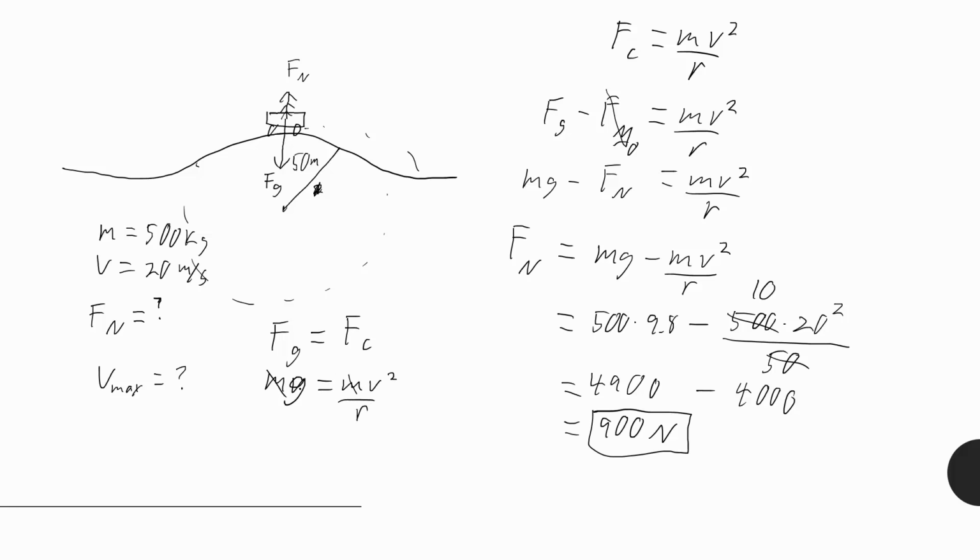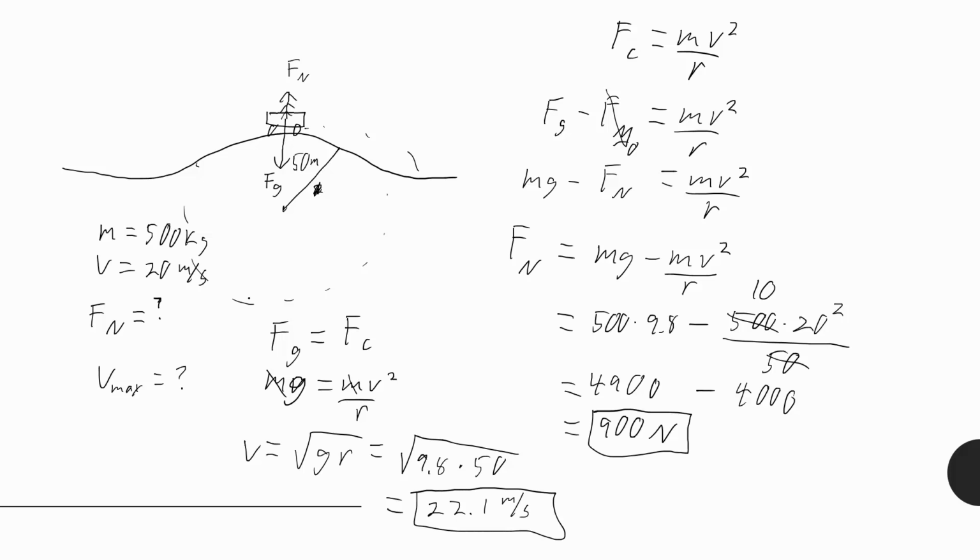And mass cancels out, which is always fun. So that means the maximum speed doesn't depend on the weight of your car. It depends on the curvature of the road and on gravity. So if I want to solve for v, I'm going to get the square root of g times r, the square root of 9.8 times 50, and that works out to be 22.1 meters per second.